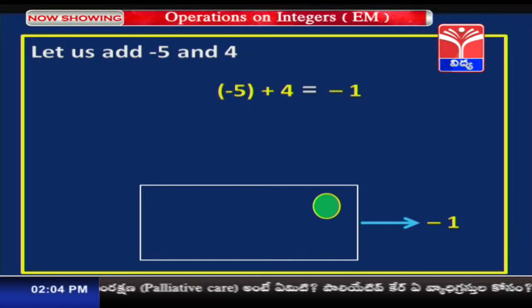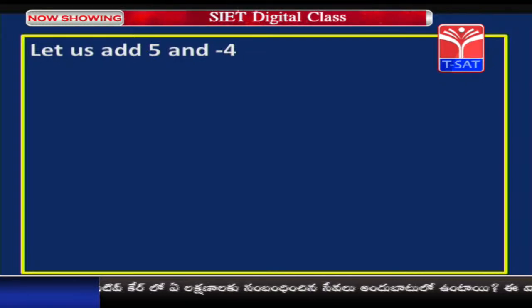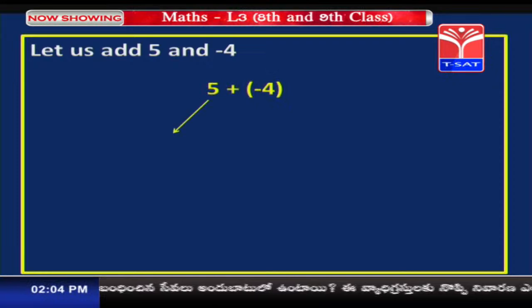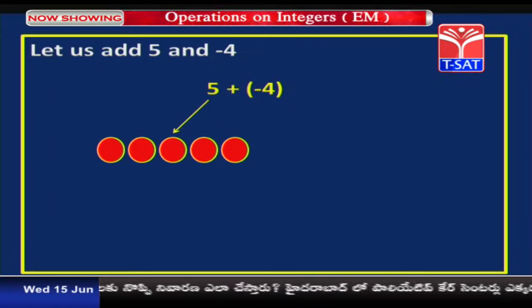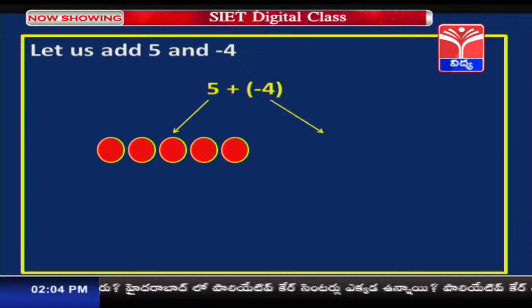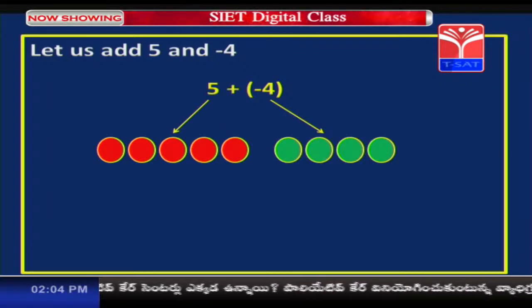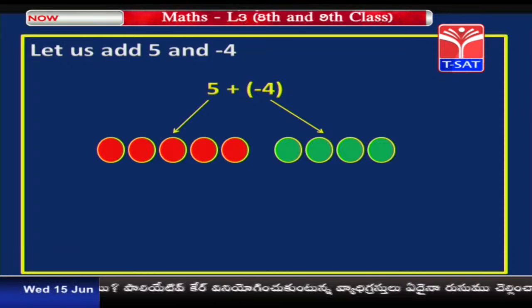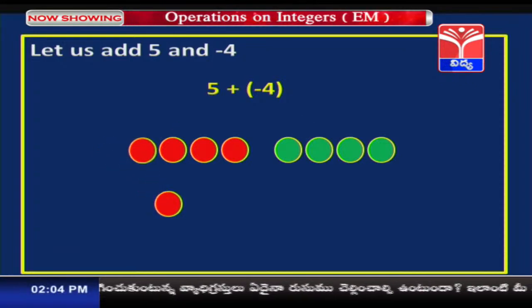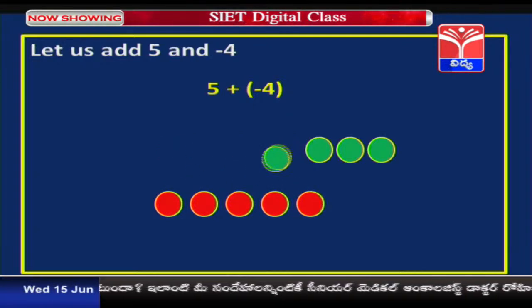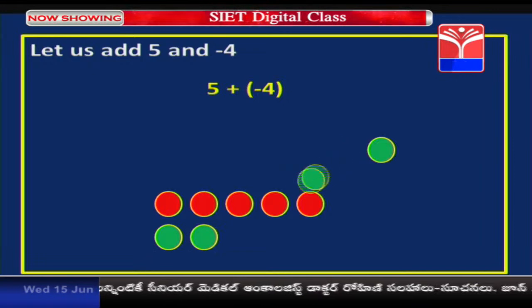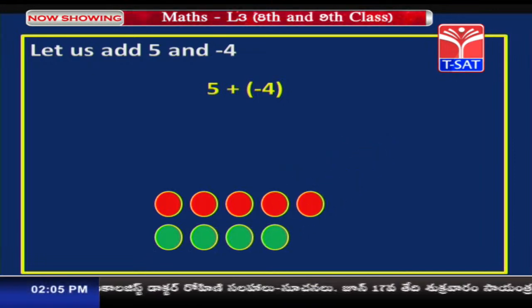Now, let us take another example here. I am going to add a positive integer and again a negative integer. So, first positive, then negative. Let us add 5 plus -4. So, 5 represents 5 red coins, because it is positive. Then -4 means it represents 4 green coins. Now, let us add them, children, as shown on your screen. So, I am taking these 5 red coins, and then below that I am going to place 4 green coins.